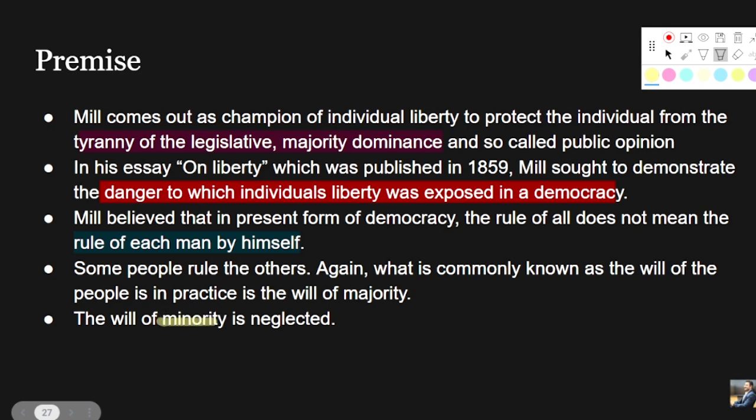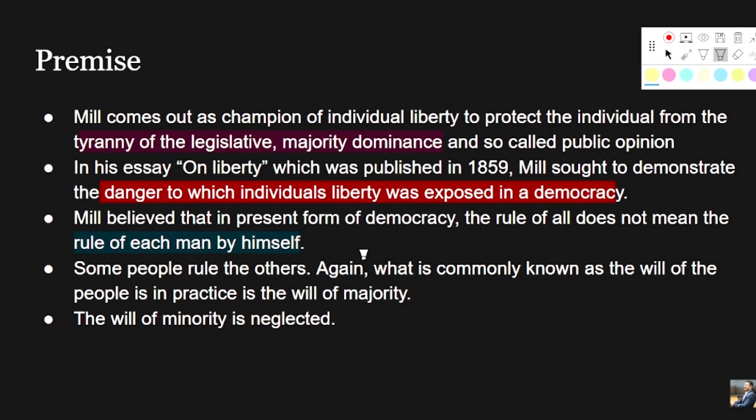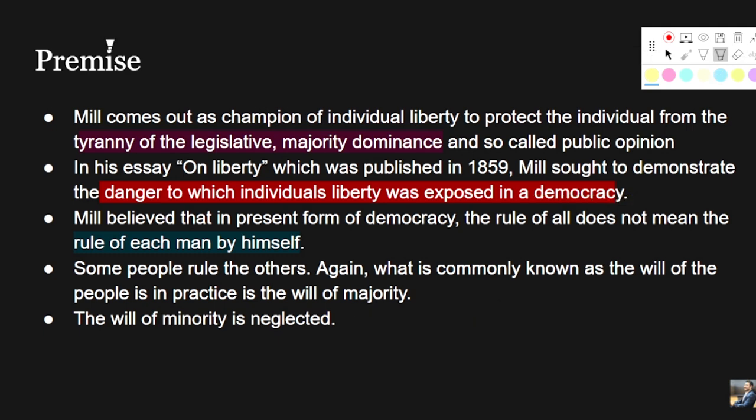The will of the minority is neglected in democracy, right? As I have just mentioned, the farm laws, the farmers' laws, the farm bills, right? That is why they were later repealed by the honorable Prime Minister of our country himself, right? So this was the major problem or concern that led Mill to articulate his idea on liberty, right? He was concerned about the liberty of the individual or each person in the state, governed by a democracy which was converting itself into a tyranny or majoritarian dominance, right? So this premise led Mill to formulate his idea on liberty. Okay.